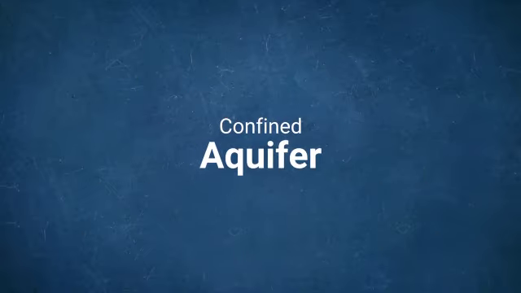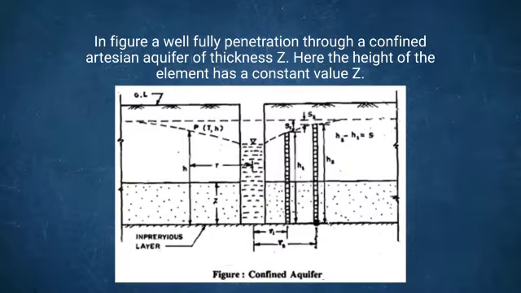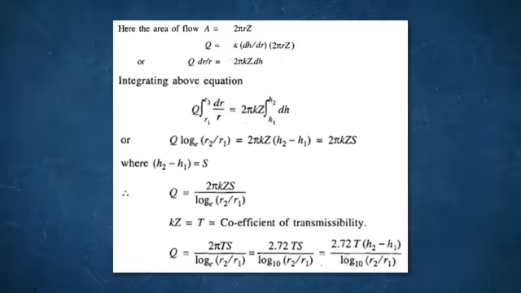Confined aquifer. In the figure, a well is fully penetrating a confined artesian aquifer of thickness Z. It is shown here. So now we will get the formula for the confined aquifer. Here the area of flow A is equal to 2 pi r Z. So Q is equal to K into dH upon dr into 2 pi r Z. In the same way, dr upon r is equal to 2 pi K Z dH.